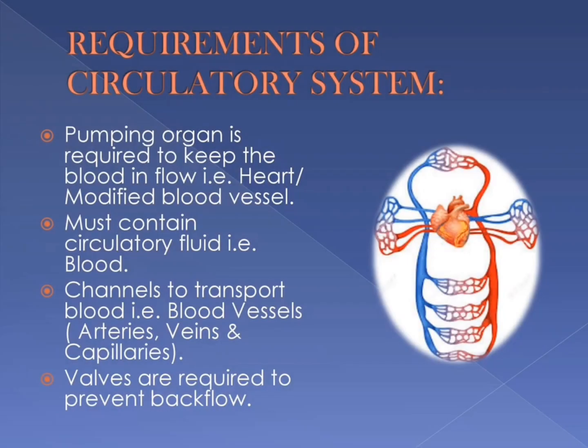Following are the requirements of circulatory system. A pumping organ is required to keep the blood in flow, that is the heart or any modified organ. A circulatory fluid is required, that is blood or hemolymph. Channels to transport the blood, that is arteries, veins and capillaries. Valves to prevent the backward flow of the blood.